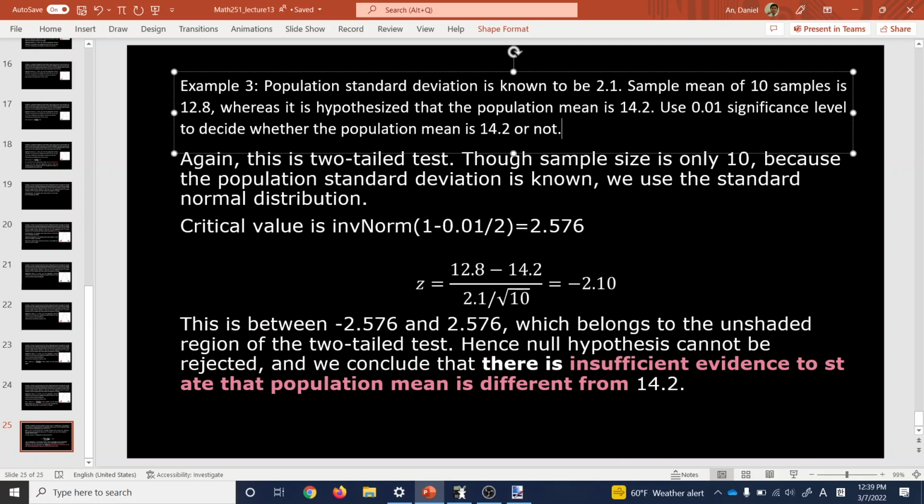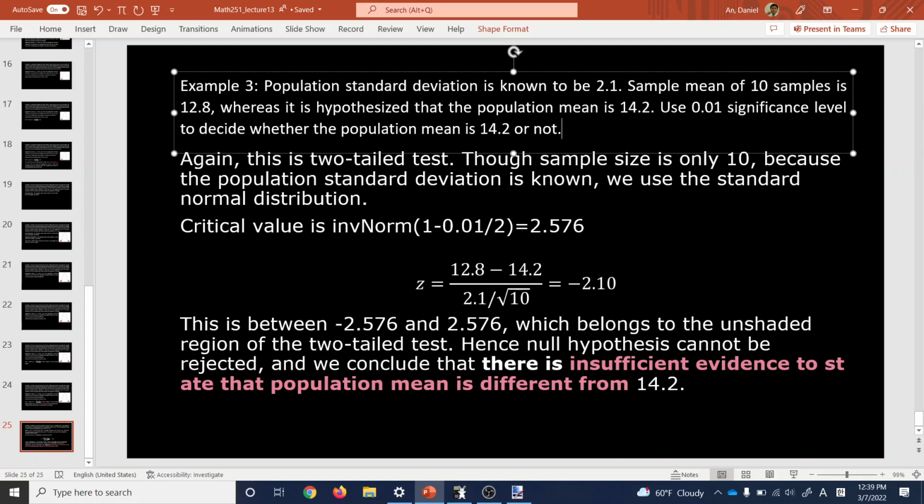now because it's a two-tailed test, you again get the 2.576 as the previous example. But here, the important thing is when you calculate the test statistic, the z-score, you get negative 2.10, and that is not in the rejection region. And the important thing I want to state here is that there is insufficient evidence to state that population mean is different from 14.2.